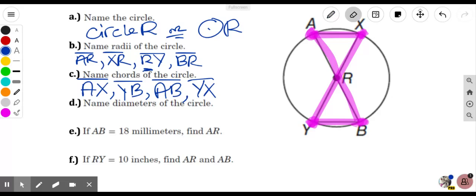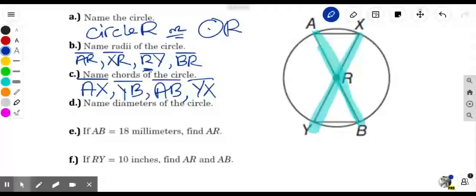A diameter, by definition, is a chord that goes through the center. So if you look at the chords that we just listed, the only ones that went through the center are AB and XY. So those are considered diameters. Notice that the diameter is 2 radii. So this is a radius and this is a radius. Together it makes a diameter.